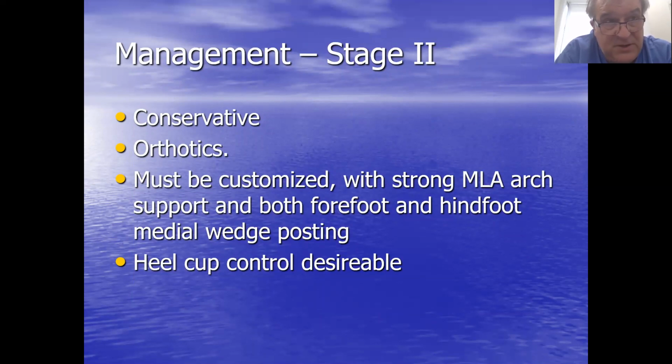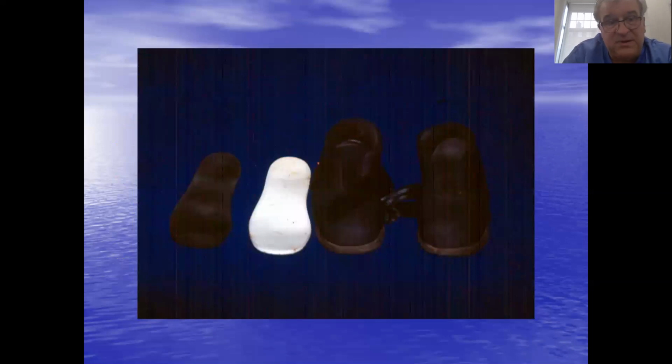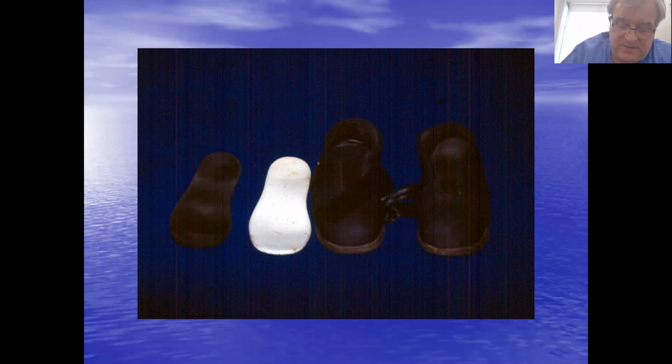In other words, you need some height under the medial side of the heel. And most commonly, you need some height under the medial side of the forefoot also. And some heel cup control is desirable. So you need one like the black one on the left, with plenty of arch support there. But normally, if a patient is relatively young, and I mean under 70 or even over 70, if they're fit and well, we're looking at reconstructive surgery.